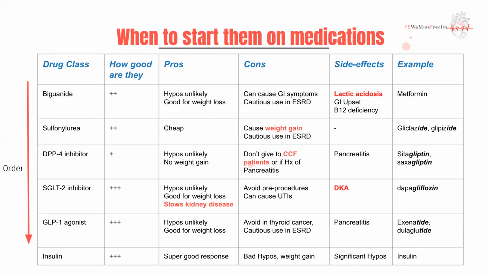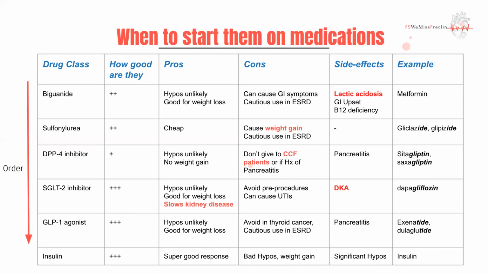And then we have GLP-1 agonists, which are exenatide and dulaglutide. They're, again, really good for weight loss. Hypos unlikely, and the association with thyroid cancer is a bit in the air at the moment, but we try to avoid them. And cautious use in end-stage renal disease. Again, risk factor to be aware of is pancreatitis, just like the DPP-4s.